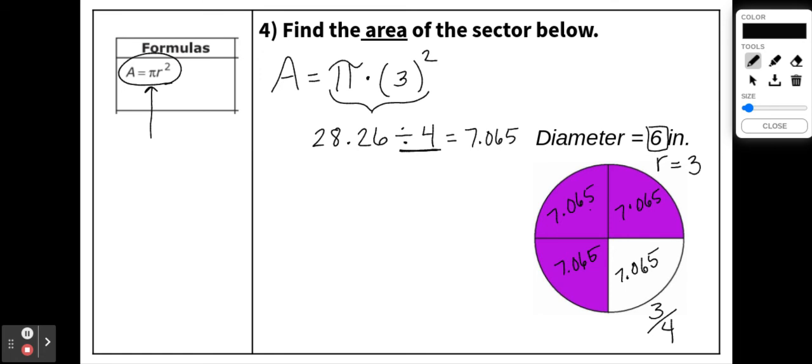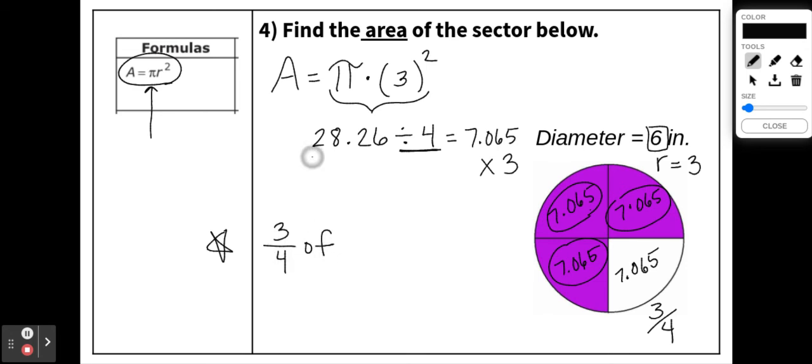Okay, but I want the area of all the shaded parts. So I would have to take that 7.065 and I would have to triple it, wouldn't I, to get the area of the shaded section. And you absolutely can do that if you like the division process. The other way of doing it might be easier, and that is seeing that this is 3/4 of a circle. So the shaded part is 3/4 of the entire circle.